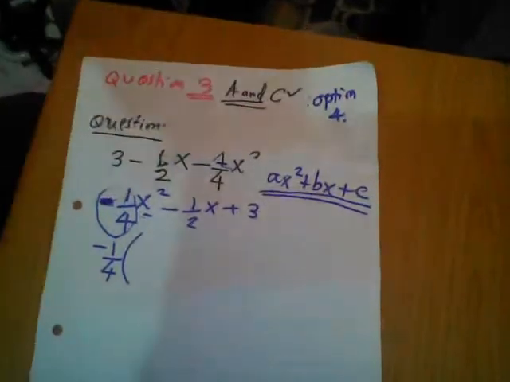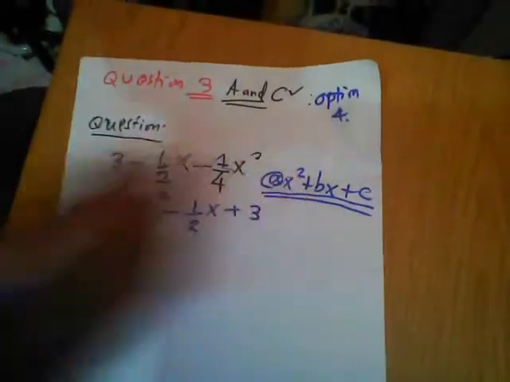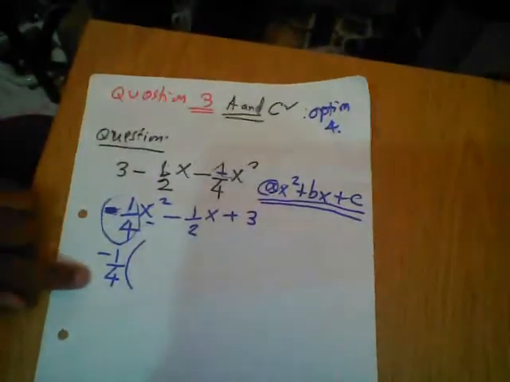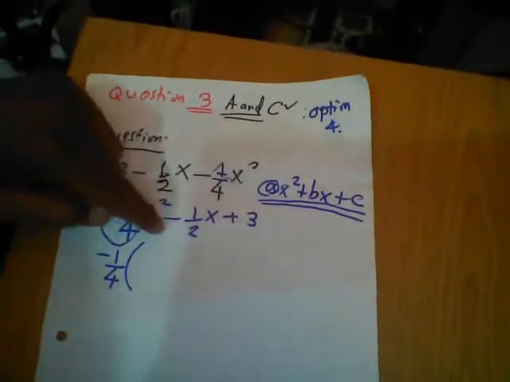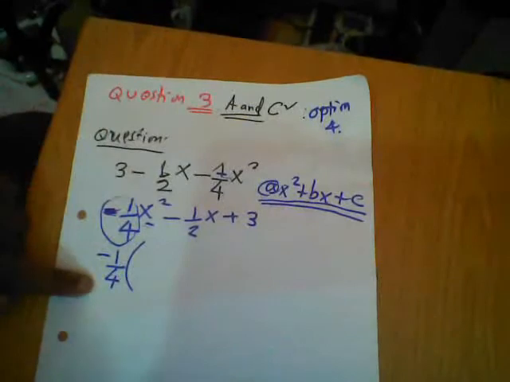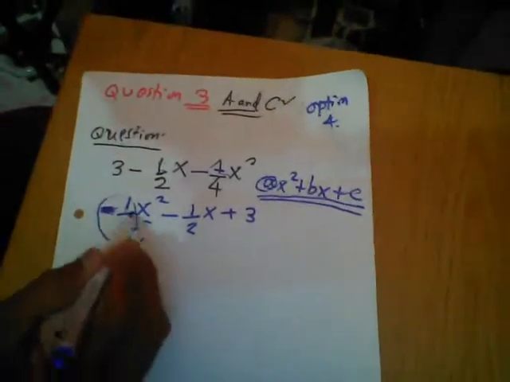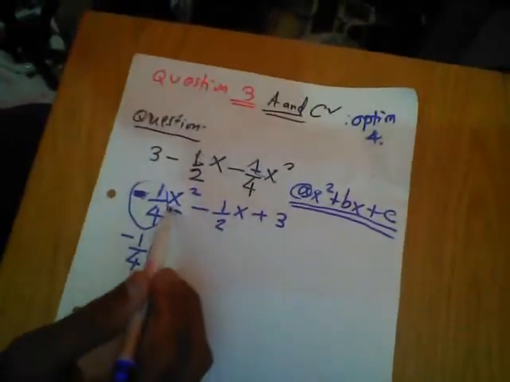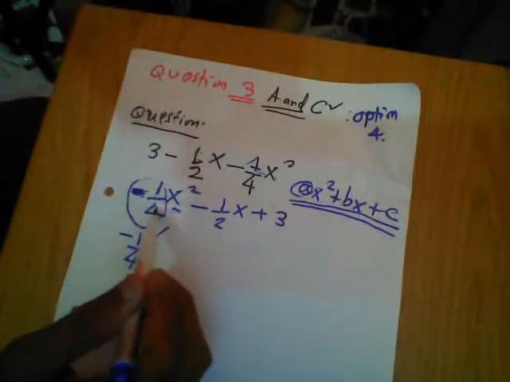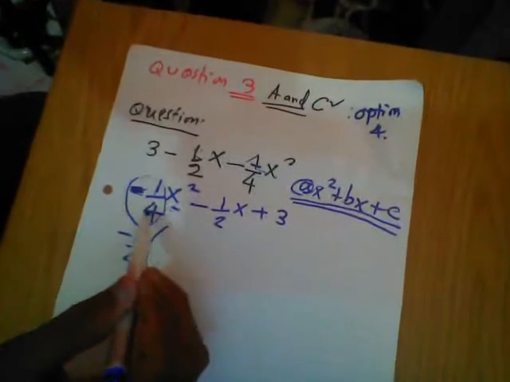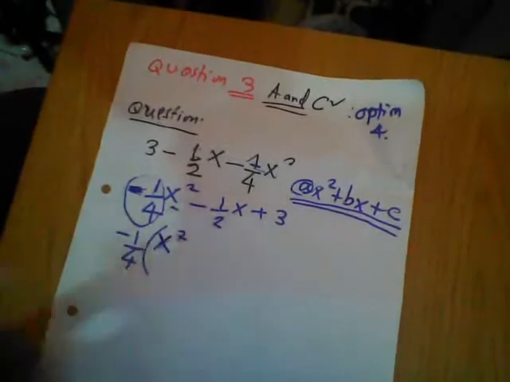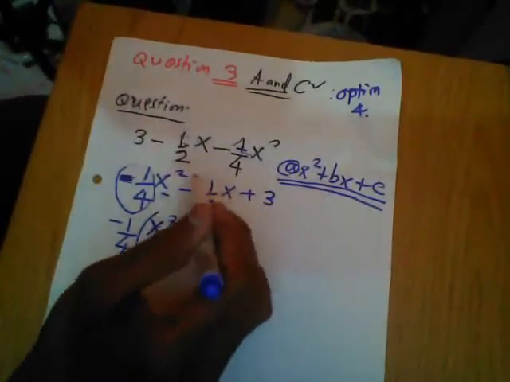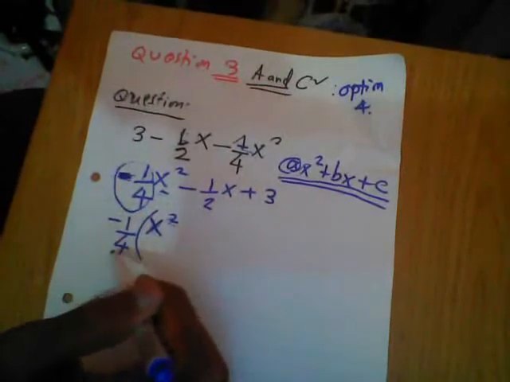The next thing, when you complete the square, make sure you take the coefficient of x squared. This coefficient of x squared has to go out, which is negative 1 over 4. When you factor out, it's like you divide all these numbers by whichever number you take out. So when I factorize, it means divide each term by negative 1 over 4. Negative 1 over 4 divided by negative 1 over 4 equals 1 x squared, which is x squared.